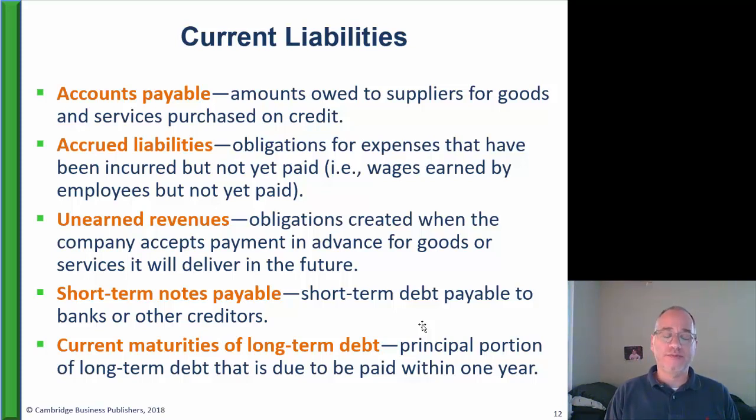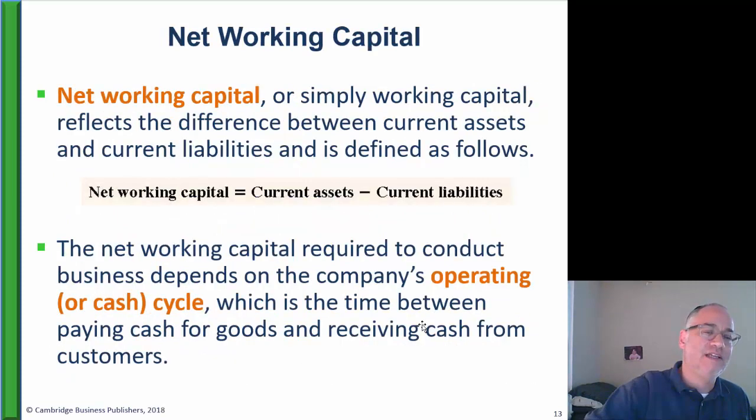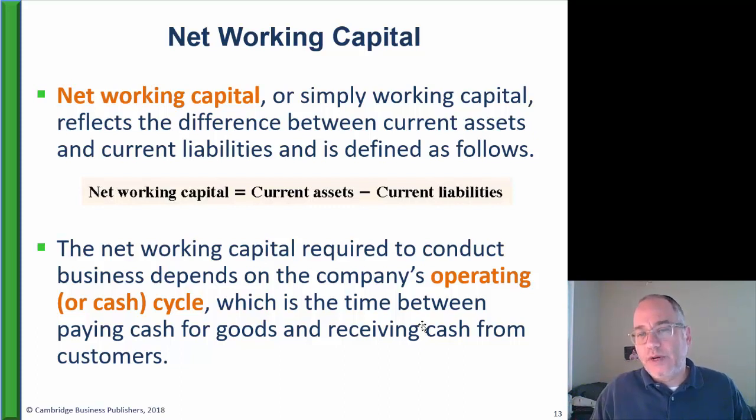And current maturities of long-term debt, the deal is like this. Let's say you owe monthly payments for the next 30 years. The next 12 monthly payments are due within the next year, right? So that's going to be a current liability because it's due within a year. Everything after that is non-current. Now, a useful measure is called working capital or net working capital. And net working capital is the difference between current assets, which we just went over, minus current liabilities. And working capital is a useful way to see how much money the company really has to play with at any given time.